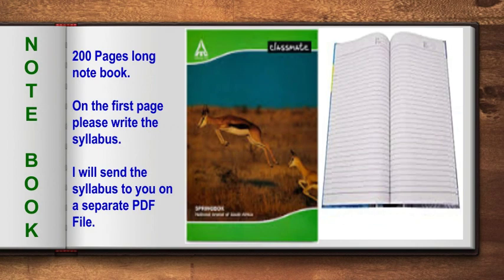Now, let's look at the notebook that you will need to maintain. It's a 200 pages long notebook that you must maintain for business studies. And what you're going to do is on the first page, you will write down the syllabus. That is these 11 chapters. I'll send you that on a PDF. From that PDF, you copy it on the first page of your notebook.